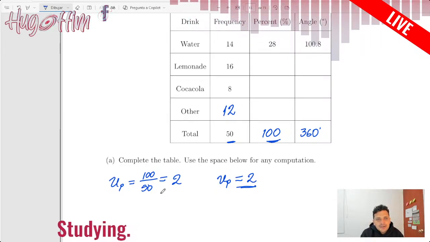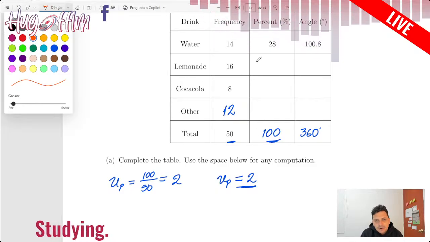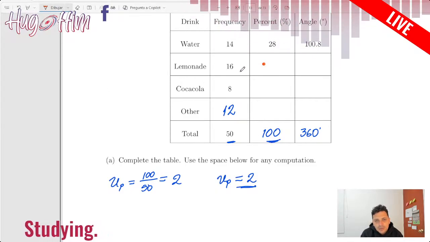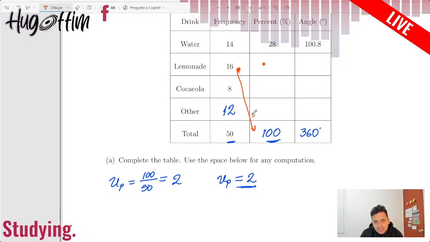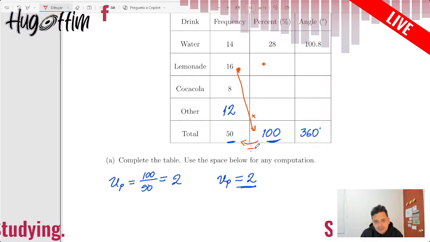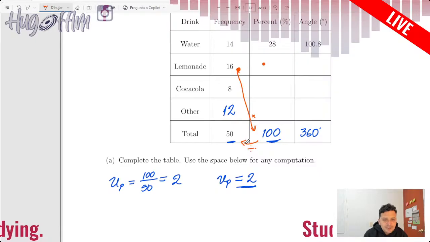Mr. Hugo, I prefer direct variation. With direct variation, you take any value of the angle or the percent you want to know. So in this case, 16 times 100 and divided by 50. Can you notice that it's the same idea? It's just a different order of multiplication.